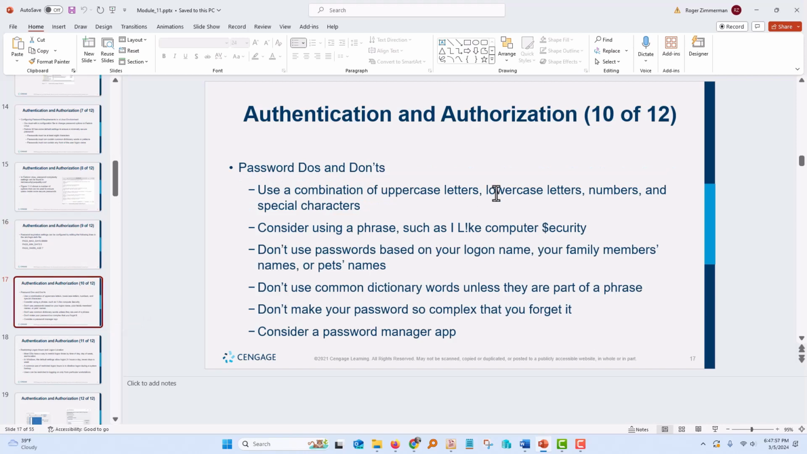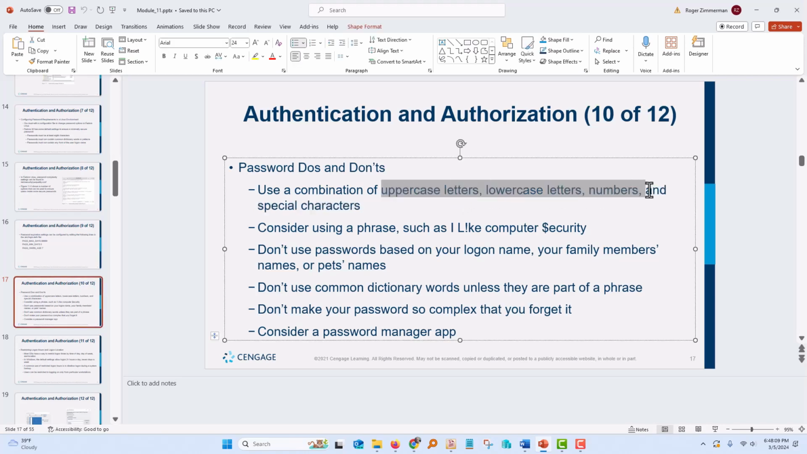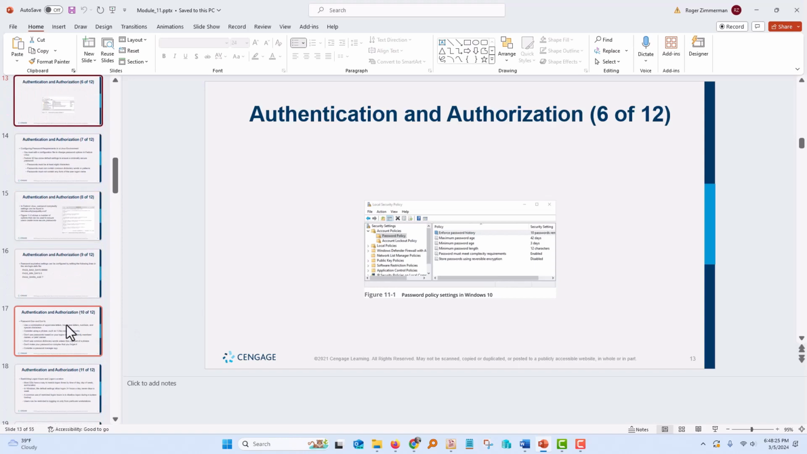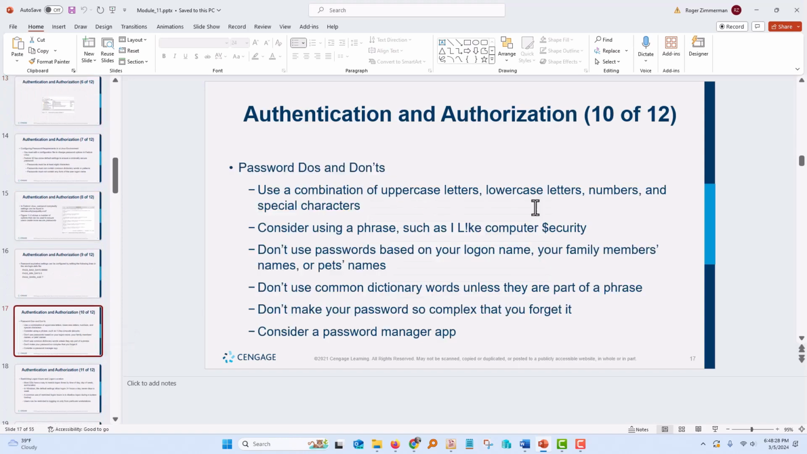Now we have some password do's and don'ts, and we have to be careful here because different companies and different people and different standards say different things. Using a combination of uppercase, lowercase, and numbers and special characters is one of the options we have. In fact, that's one of the options we have in Windows. If we were going to go back here, you see this must meet password complexity requirements. That requires a user to use at least 3 of those 4 things: upper, lower, numbers, and special characters.